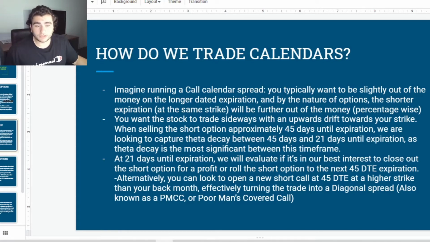Alternatively, you can look to open a new short call at 45 days until expiration at a higher strike than your back month, effectively turning the trade into a diagonal spread. Also known as a poor man's covered call, we will be going over that right here.